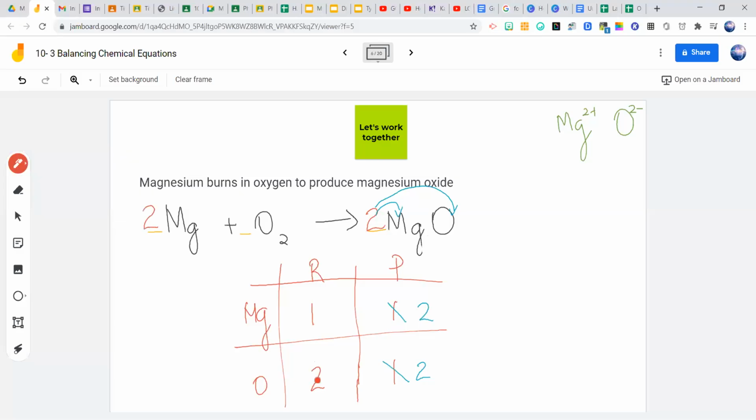Very good. So I'm going to put a 2 right here in front of magnesium to signify that I have 2 atoms of magnesium now. So look at this, I now have my balance. My table shows me that I have 2 magnesiums on either side, and 2 oxygens on either side. So that's how we go about balancing. All right, I'll give you 30 seconds to soak that in.